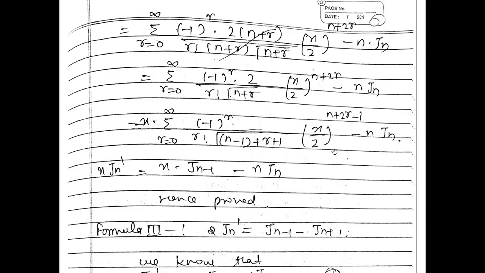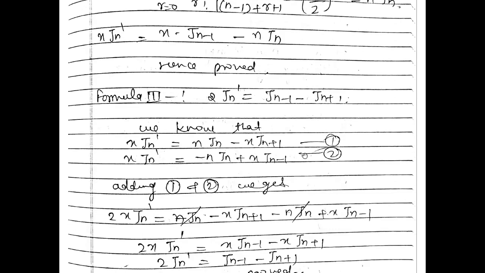So x by 2, dividing, we can write it minus 1 here, and x by 2 into 2, so the 2s will be cancelled out, so we will get this step, and we can write this step here: x summation r equals 0 to infinity, minus 1 to the power r upon r factorial, with n replaced by n minus 1. So your J(n minus 1) formula will be here, right? So hence proved.